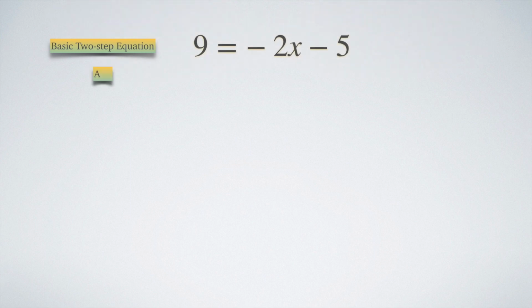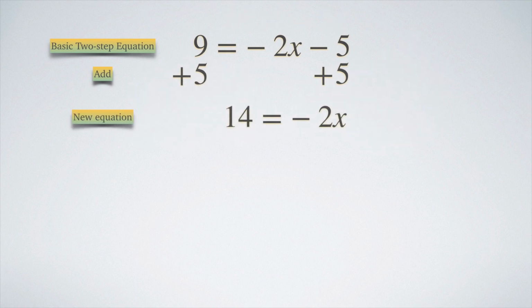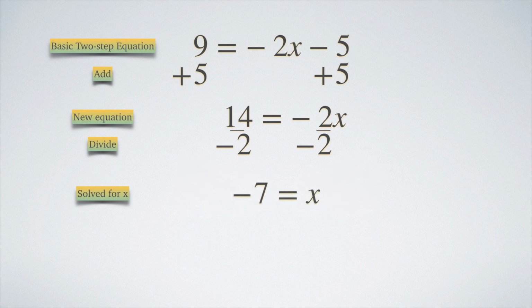Okay, again, the variable's on the right side of that equal sign, so we've got to get rid of that negative 5, or that minus 5, using the inverse operation. We'll divide by negative 2. Always divide by the exact same number that's on the variable. And here we get negative 7 for our answer.